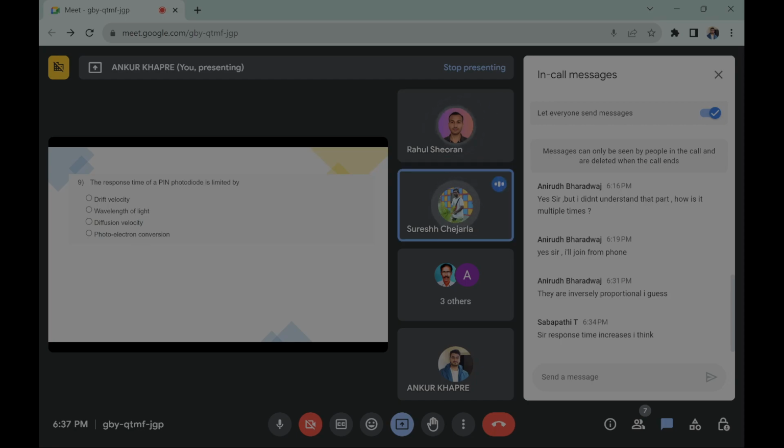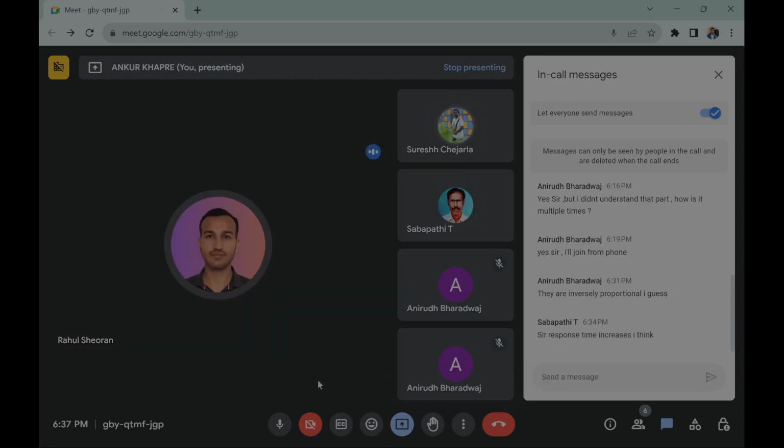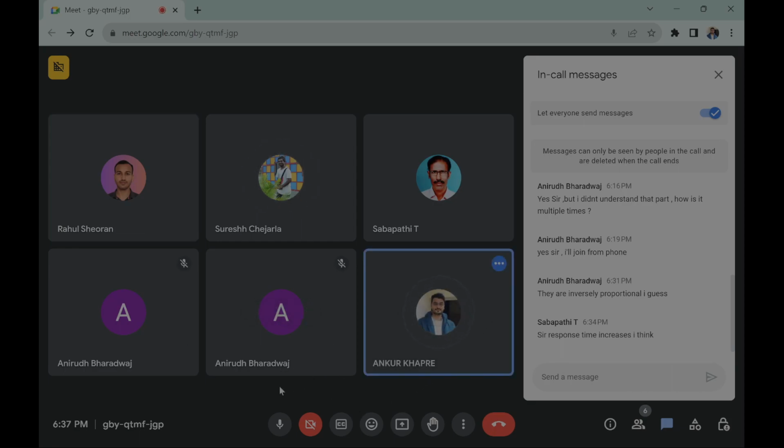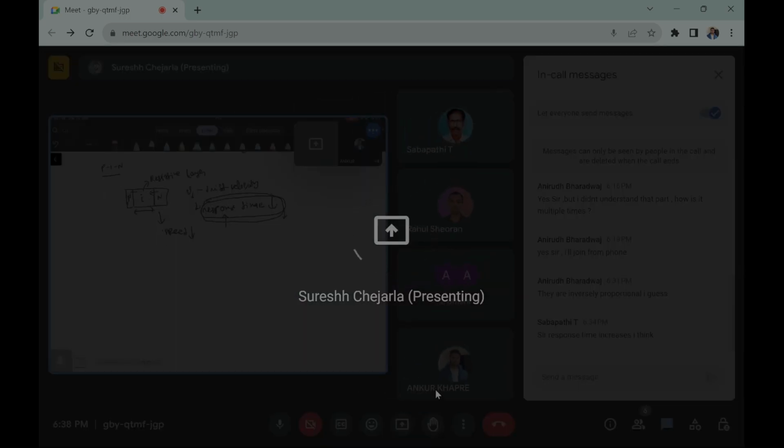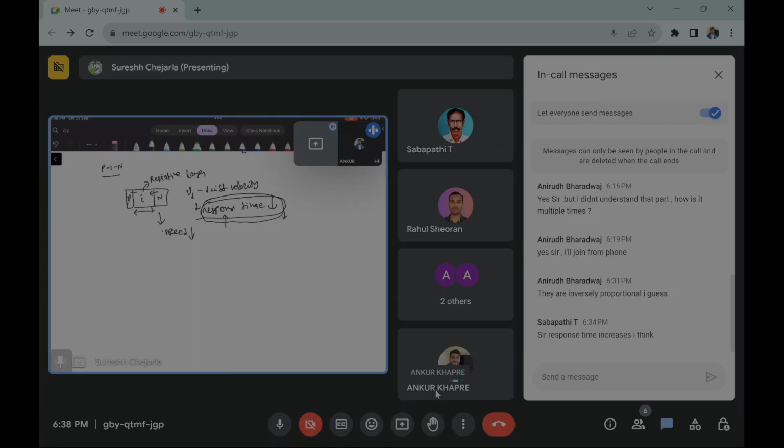Right, right. You can see my screen? Just a second. Yeah, now you can see it. Maybe now I got the point actually. See, this response time is not related to the time taken by the carriers. The time taken by the carriers is not the same actually.